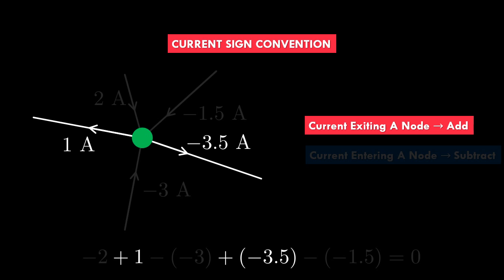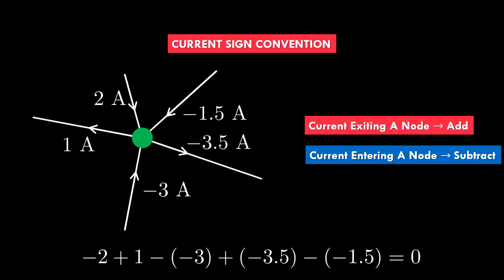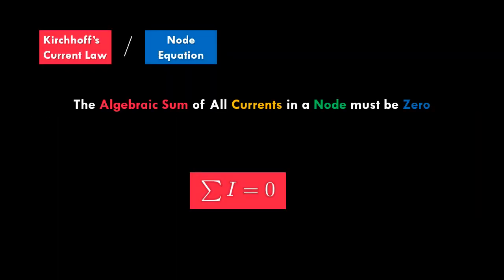And since 2 amperes, negative 3 amperes, and negative 1.5 amperes are entering the node, we subtract them. And according to KCL, the sum must be 0. Formally speaking, KCL just says the algebraic sum of all currents in a node must be 0. The word algebraic is important. We don't just want to normally add up everything. We want to add up some of them and subtract some of them. That's what it means to do an algebraic sum.